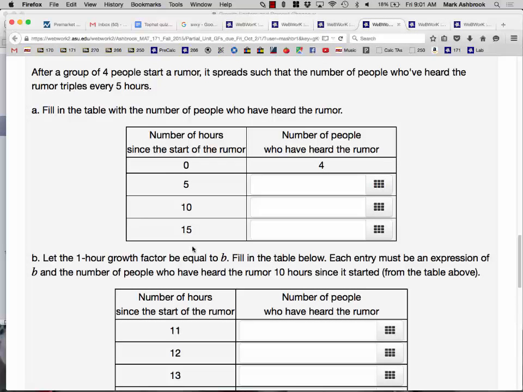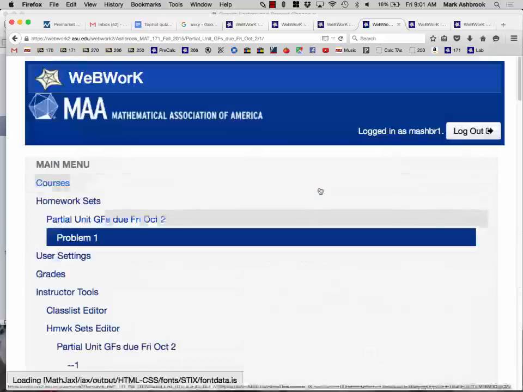So if it triples every 5 hours, and you have 4 people who know it after 0 hours, then how many people know it after 5 hours, if it's tripling every 5 hours? I didn't think that was a hard question. So every 5 hours, the number of people triples. We start with 4 people, then 5 hours later, how many people will know the rumor? 12. Okay. All right.